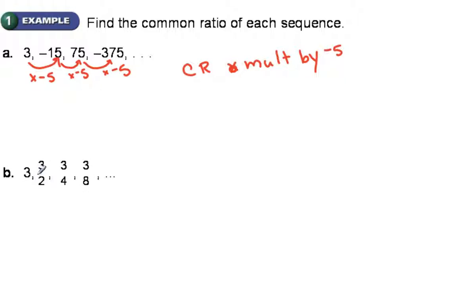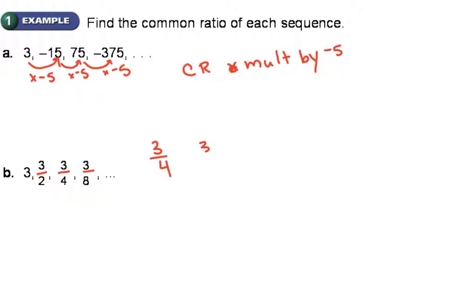All right, little fraction bars, they like to play hide and seek sometimes. Okay, so now taking a look at B, what are we doing to this 3 to get 3 over 2? What are we doing to 3 over 2 to get 3 over 4? Or 3 over 4 to 3 over 8? Let's go ahead and take these two. Let's pretend I can be a better artist. All right, while we're pretending, let's go ahead and take this out.